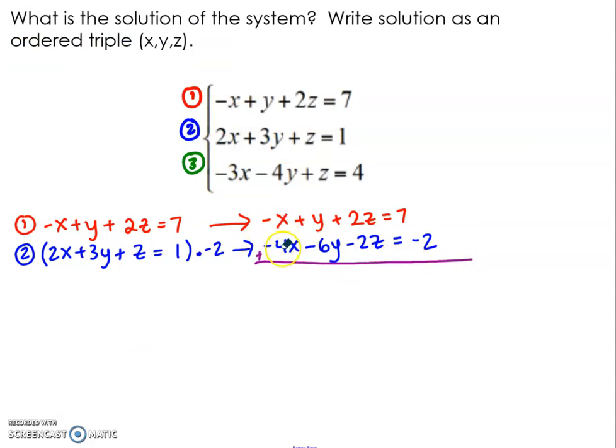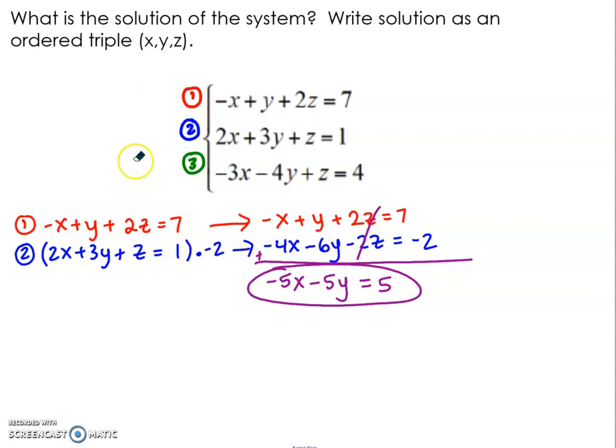Oops, so add that. Negative x and negative 4x is going to be negative 5x. Y and negative 6y is going to be negative 5y. 2z and negative 2z, that cancels out. And then 7 minus 2 is going to give us positive 5. Okay, so I'm going to circle this because I'm going to come back to it.